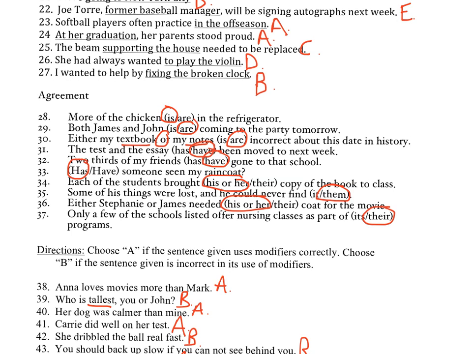Has someone seen my raincoat? When you have questions, they're usually in inverted order, so we have to look and see what the subject here is. Someone. Someone is singular. Any pronoun that has one in it. Someone, anyone, no one. So we say has seen my raincoat.